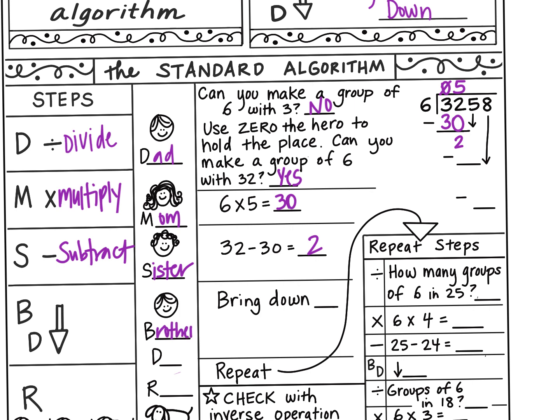Brother and dog remind me to bring down. So what digit am I going to bring down? The 5 first, because I want to bring down the next digit in the dividend. I've already used 32. Now I'm over here to the 5. So I've got to drop the 5. The leftover that I had when I subtracted was 2. Now it has become 25.